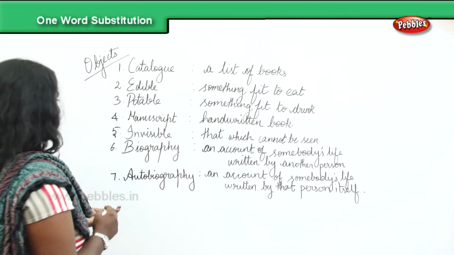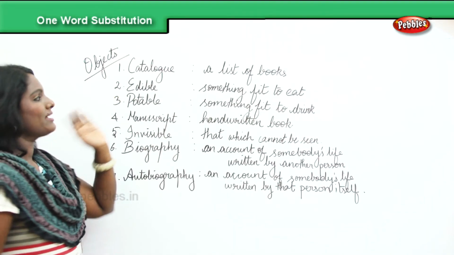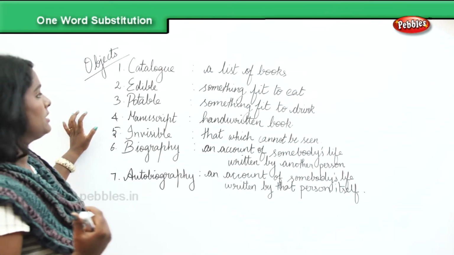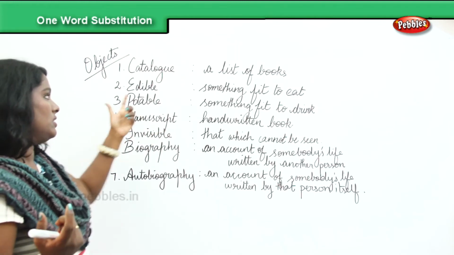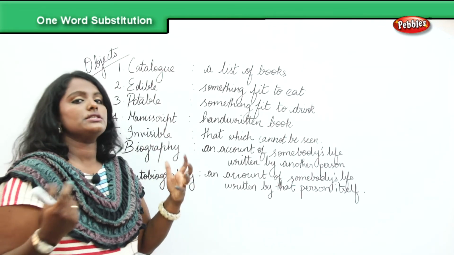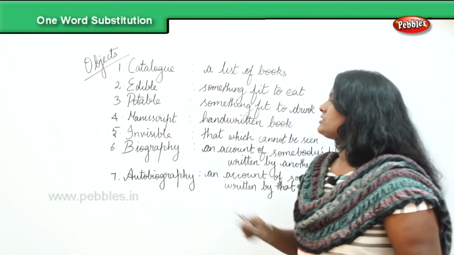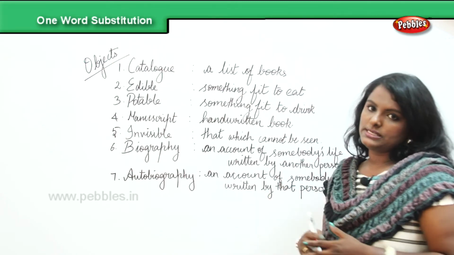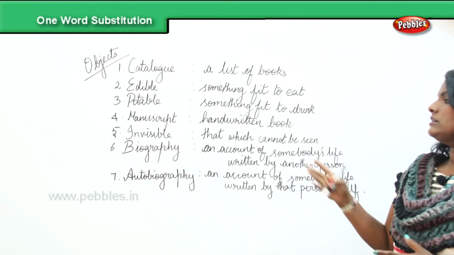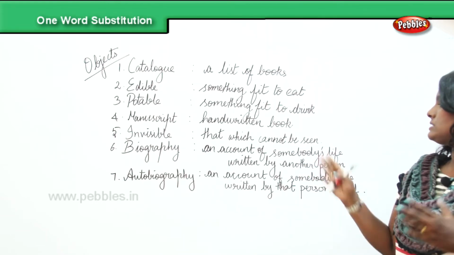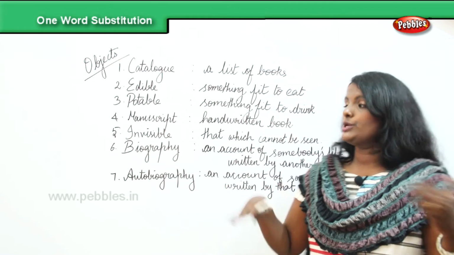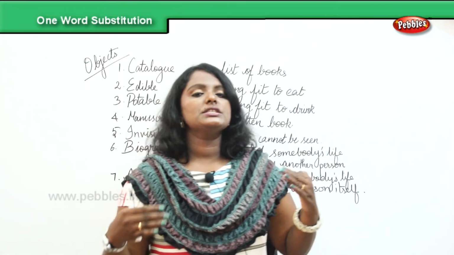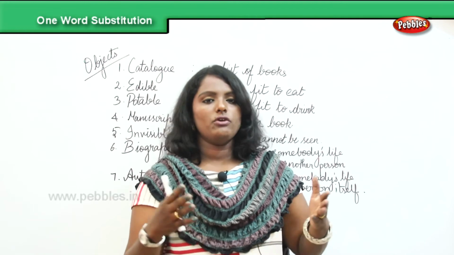Let's go through these words once again. Catalog. A catalog is nothing but a list of books. Edible, something that is fit to eat, is called edible, and something that is fit to drink is called potable. Manuscript is a handwritten book. Invisible is something that cannot be seen. Biography, as I told you earlier, an account on someone's life written by another person, whereas autobiography is an account on someone's life written by that person himself or herself.